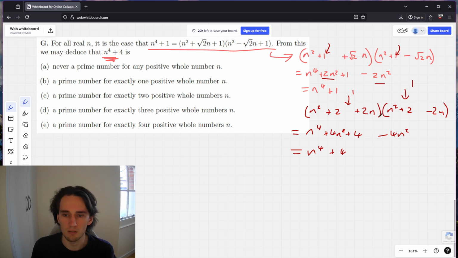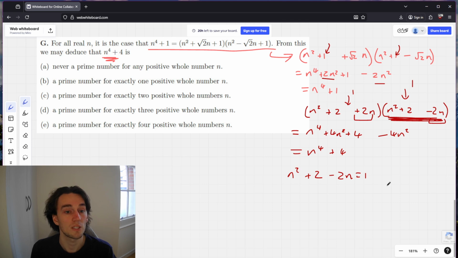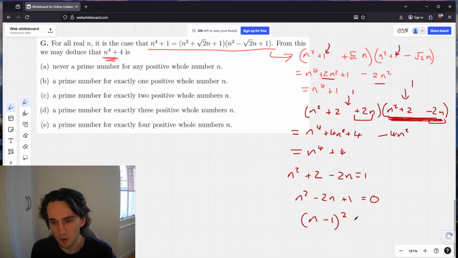Now, the left-hand one is just going to be bigger than the right-hand one, right? Which is plus or minus 2n, and we've got a positive whole number n. So actually this bracket here will need to be equal to 1. So our problem reduces quite simply to n squared plus 2 minus 2n equals 1. And it's the only time the n to the 4 plus 4 will be prime. This is a quadratic. So we might be expecting up to 2 options. And indeed, we get n minus 1 squared equals 0. So happily, n equals 1.